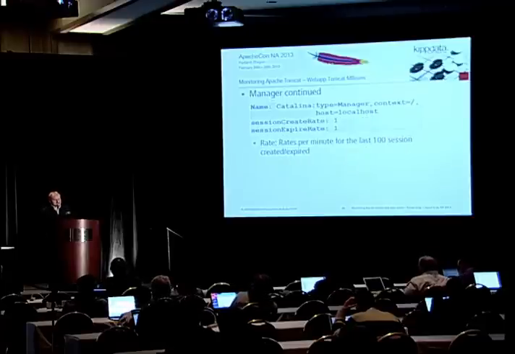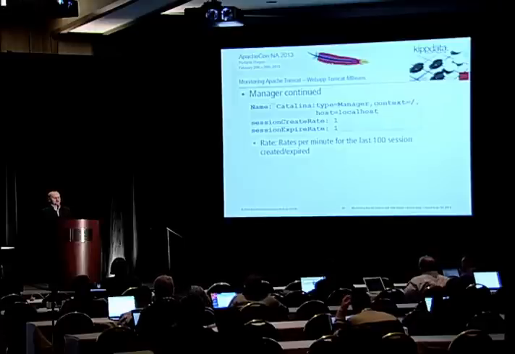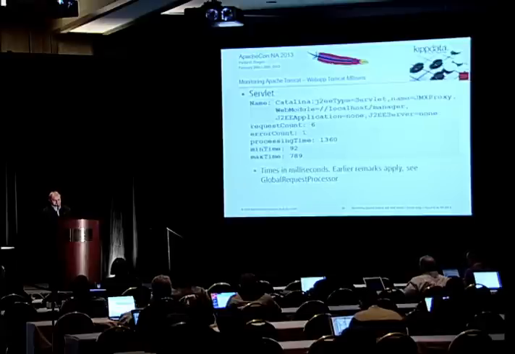Okay, so the last two are rates that are provided by this MBean, the create and the expire rate. I usually take it from the create and expire counters by doing the rates myself. If you are not able to do that, some rates are provided here as a built-in feature, and they are taken from the last 100 sessions created or expired.